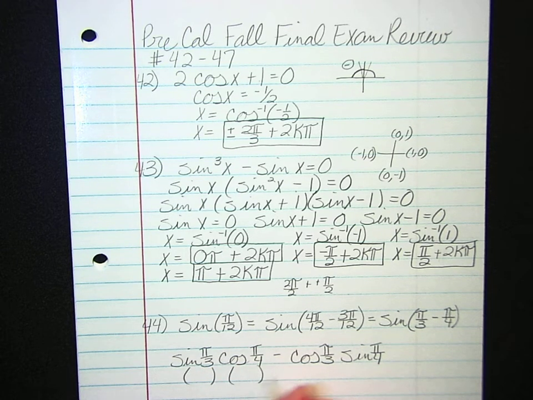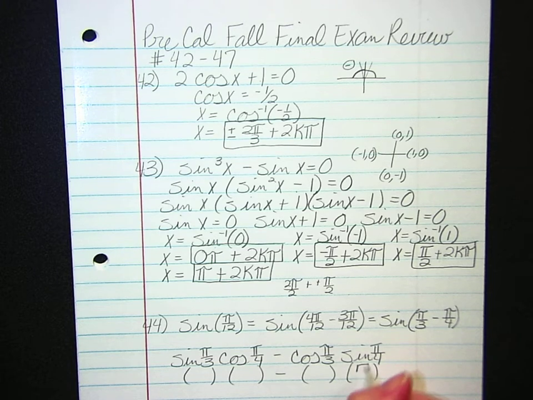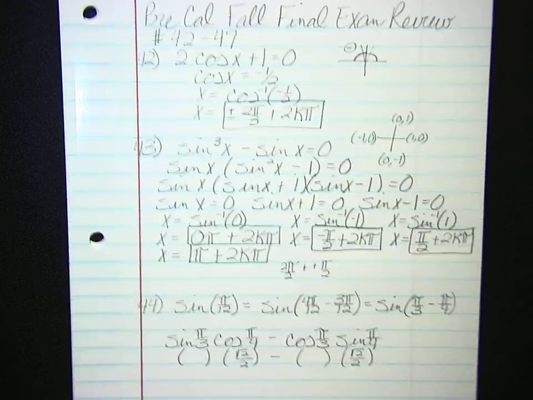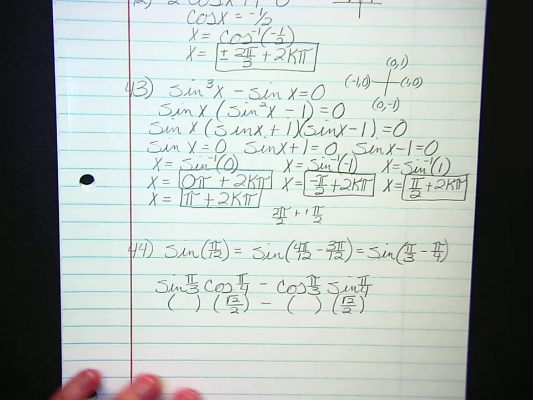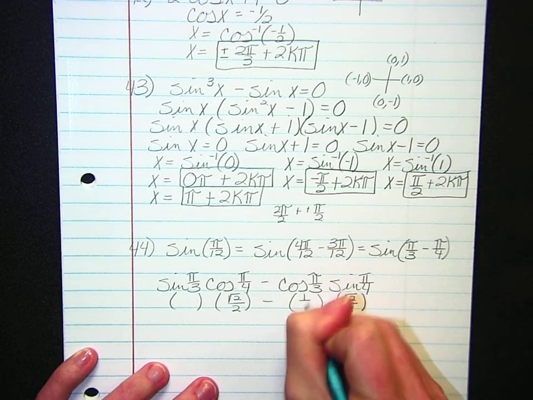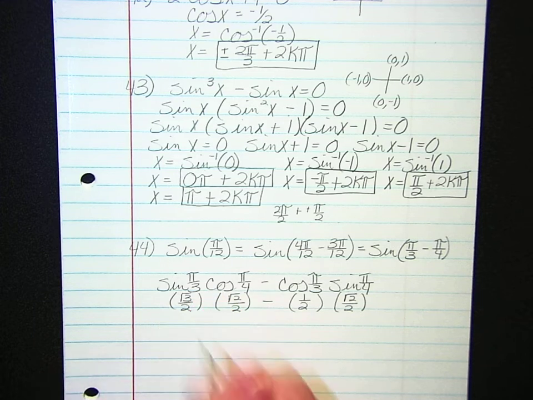And I like to put some parentheses down here and fill them in however I want to. So I'm going to fill in my pi over 4s first because I'm working in the first quadrant where everything is positive. So I know both sine and cosine are going to be the square root of 2 over 2. And then when I'm working at pi over 3 in the first quadrant, I know I'm going to be positive where cosine is 1/2 and sine is the square root of 3 over 2.